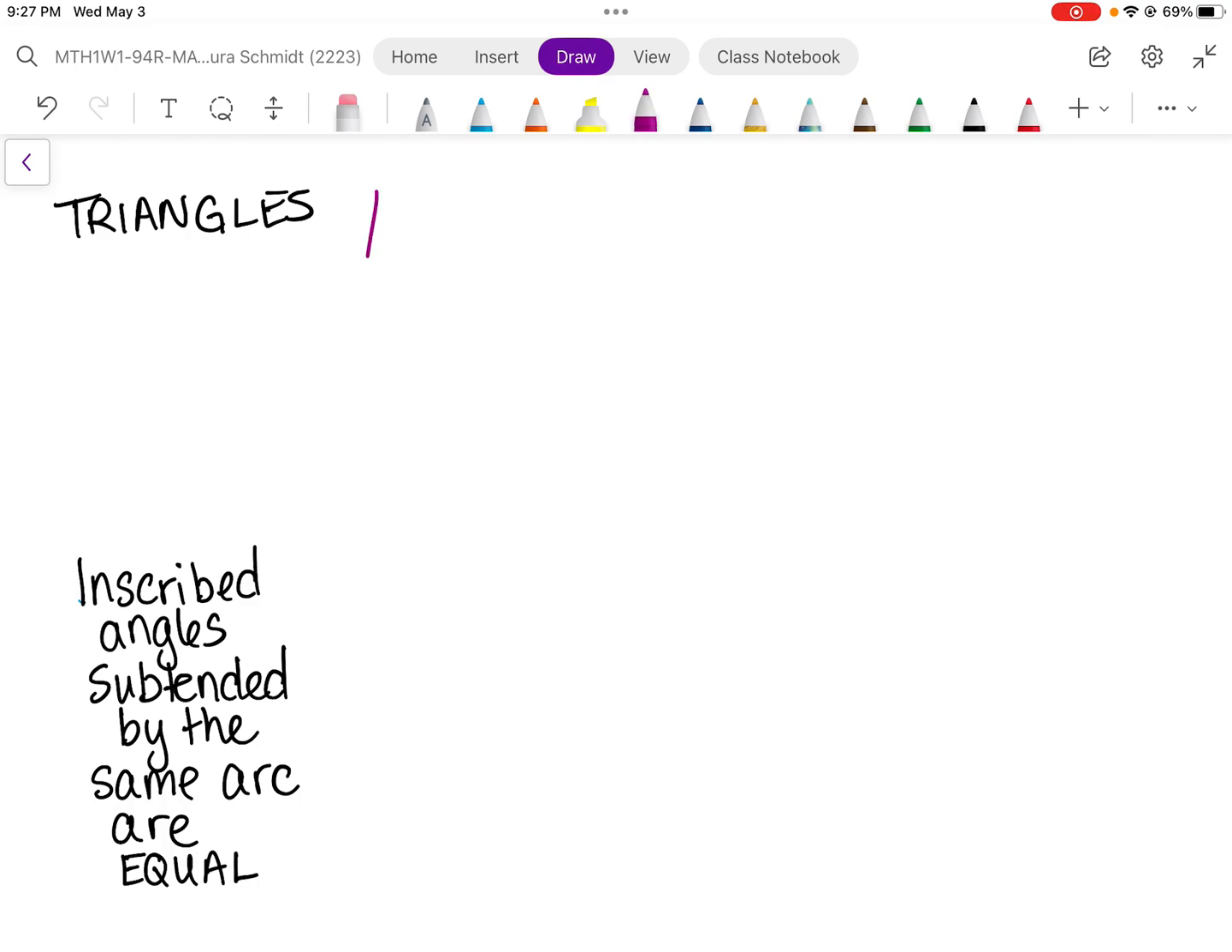So you probably already know that if you have a triangle, the sum of the interior angles will add up to 180 degrees. So if you know two of them, you can find the third one.